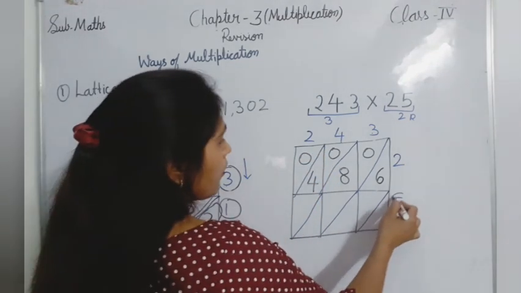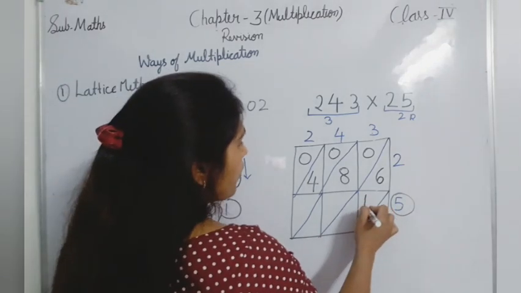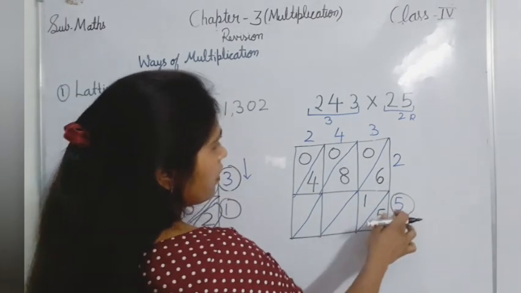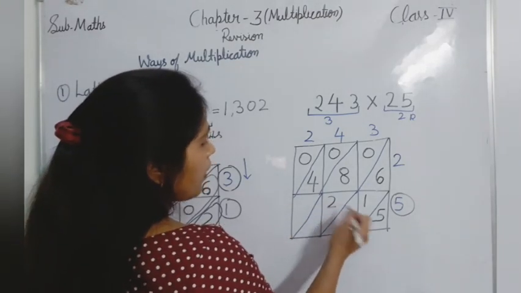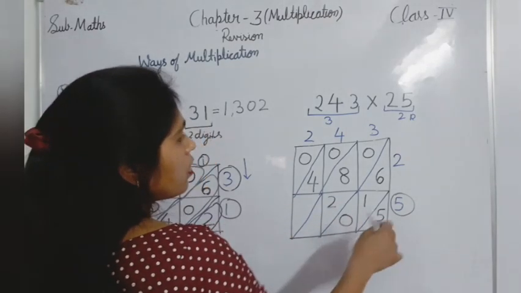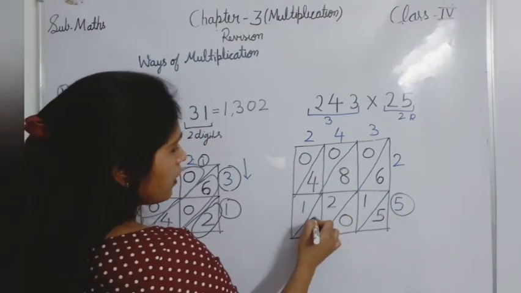Now we'll take the number 5. So 5 multiplied by 3, 15. 1 will go up, 5 will come here. 5 4s are 20. 2 will come up and 0 will come down. So 5 2s are 10. 1 will go up, 0 will come down.